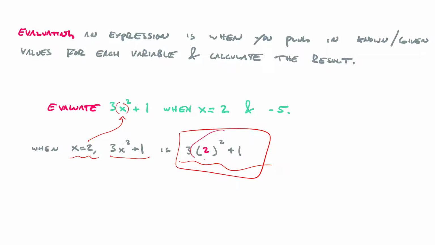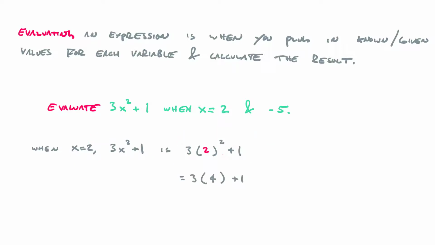So I'm going to calculate this thing first, 2 squared, which is 4. Then I'm going to do 3 times 4, which is 12. Then I'll add 1. So 3x squared plus 1, when evaluated for x is equal to 2, has a value of 13.